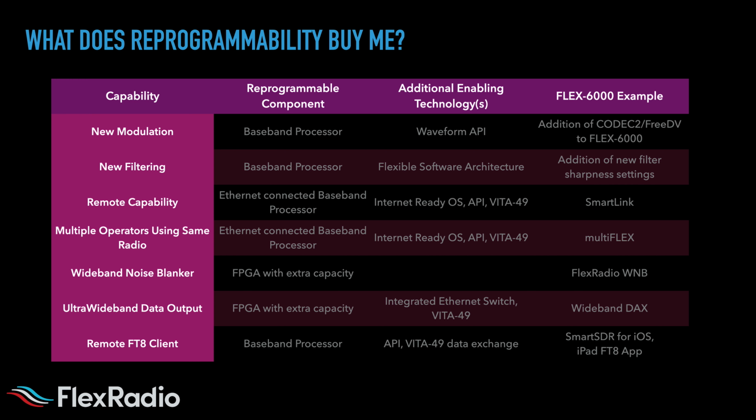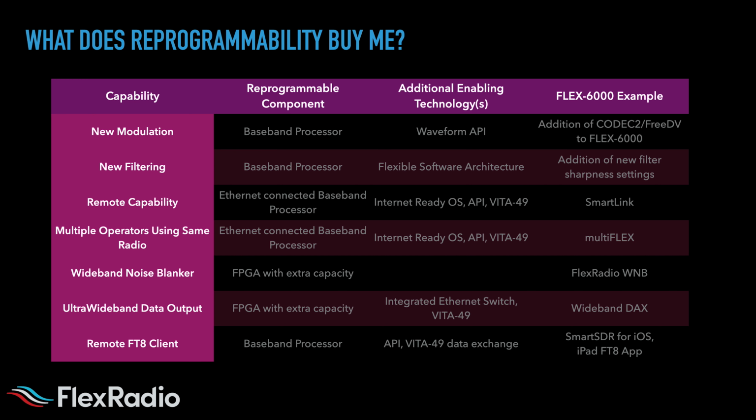Another example would be the introduction of new filtering. So as I mentioned, we do most of our filtering in the baseband processor. You can also do it in the FPGA. We're just today doing much of it in the baseband processor because we have the horsepower there. And we have a flexible software architecture to support that. So an example we've done in the Flex 6000 is we added new filter sharpness settings over time that didn't exist when we first came out with the radio. And having that programmable baseband processor allowed us to do that.